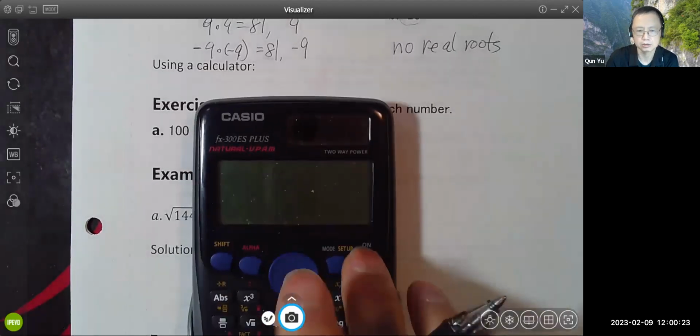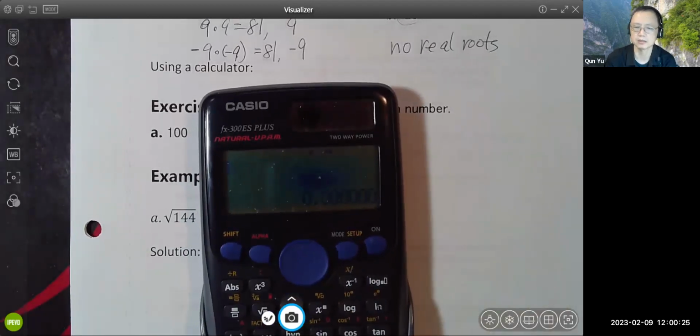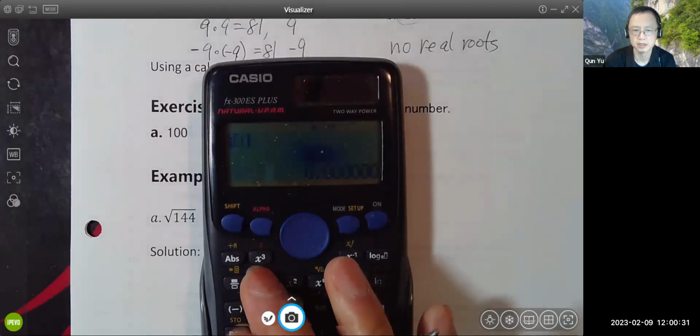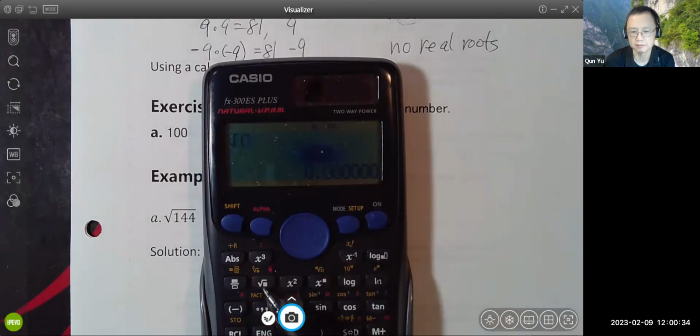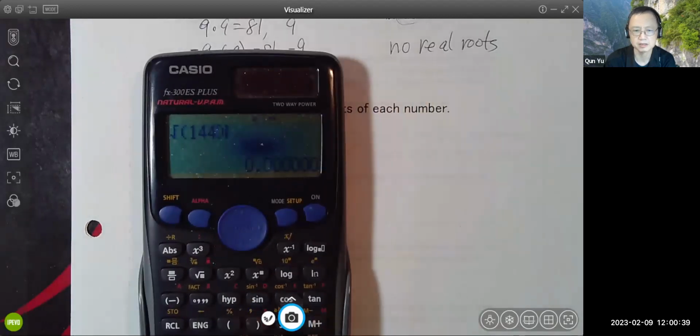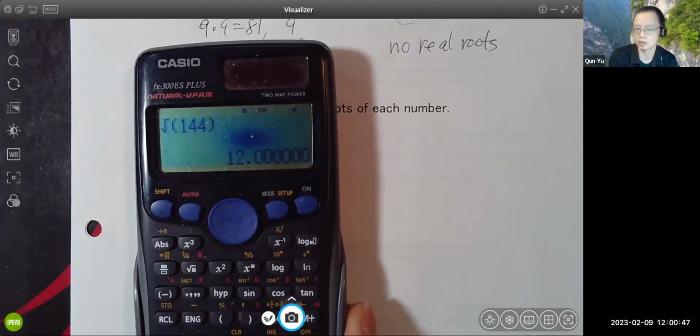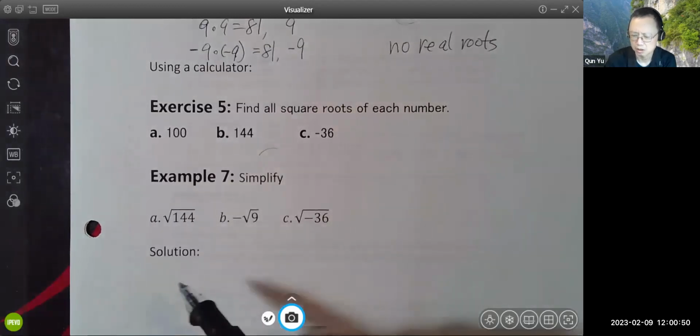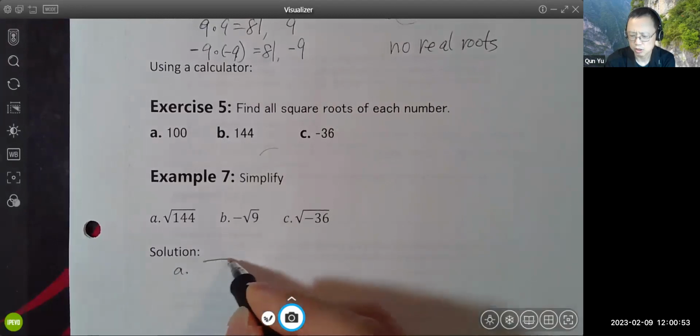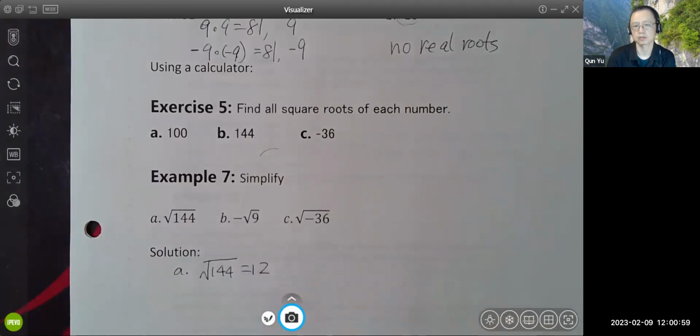And let's do this one. Pretend I don't know the answer for the square root of 144. So I just use my calculator. This is my square root button. And 144. Now let me close my parentheses. Equals, say I get 12. That means 12 times 12 equals 144. So 12 is our root. So the square root of 144 equals 12. So 12 times 12 equals 144.